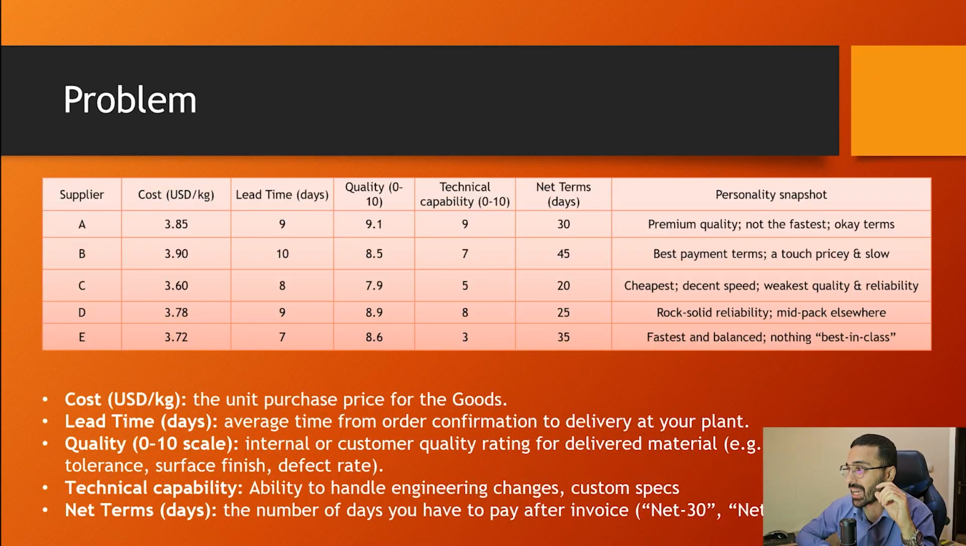After quality, we have technical capability, from 0 to 10. This is also a positive criterion. As it goes up, it is more desirable. And finally, net terms: this is the number of days we have to pay after we have placed our order with the supplier and the invoice has been issued. So as it goes up, it is better for us. We're going to pay later, and it is more financially healthy.